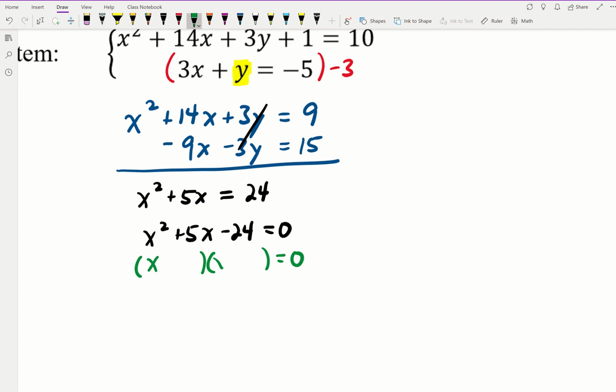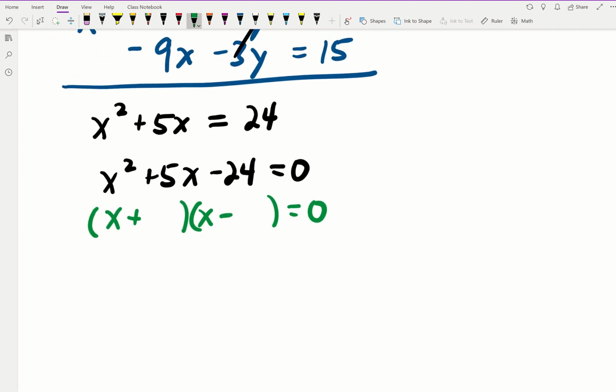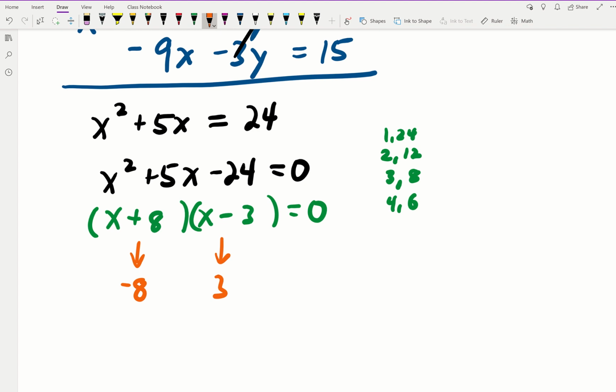So x squared is x and x. Negative here means plus and minus. Now, factors of 24. If you make your list, it's 1 and 24, it's 2 and 12, it's 3 and 8, 4 and 6, and then 6 and 4 would be the next possibility, which means that's my exhaustive list. To get to 5x, I'm going to use the 8 and the 3. Positive 8, negative 3. Our solutions are x equals negative 8 and x equals positive 3.